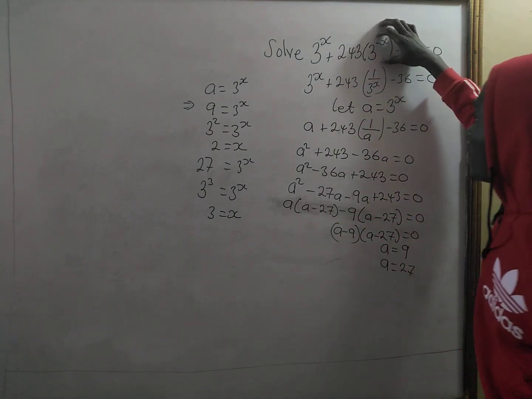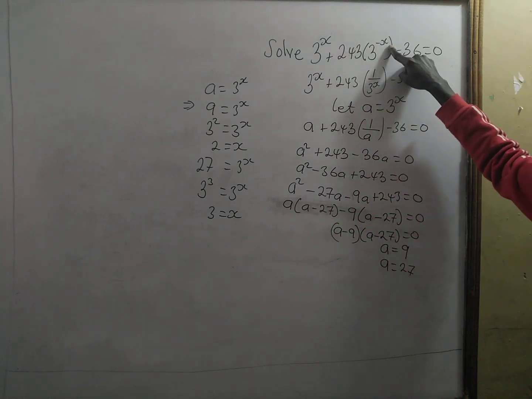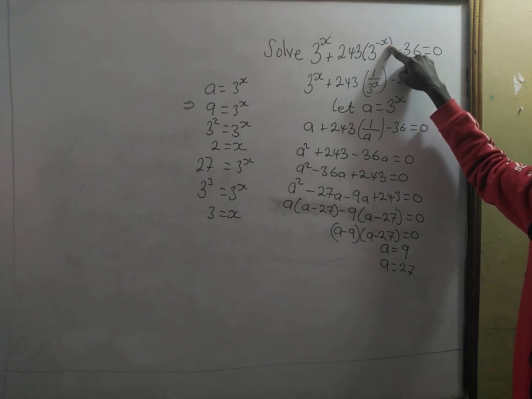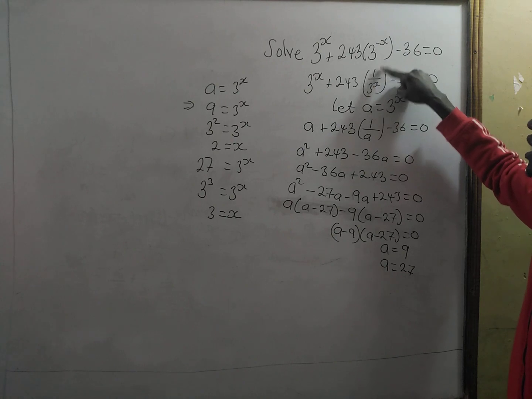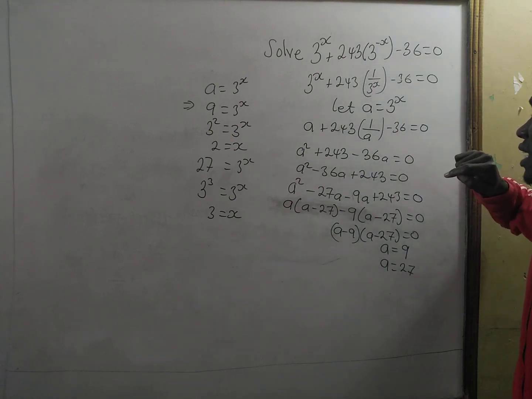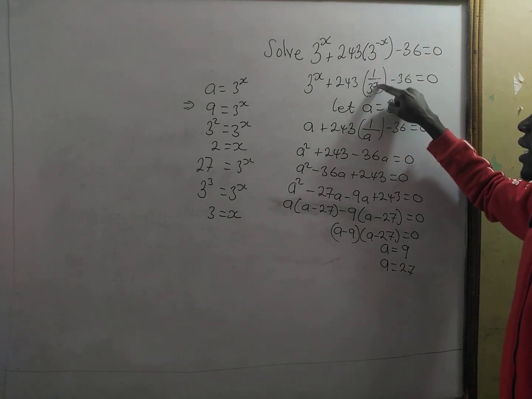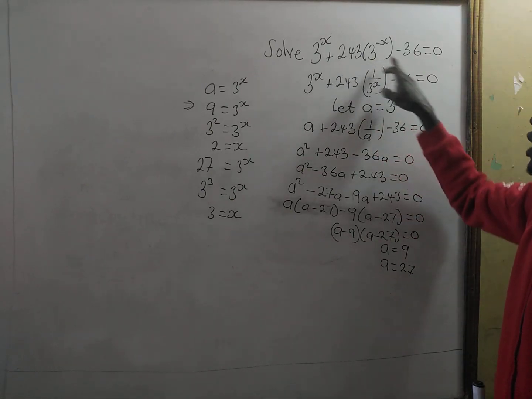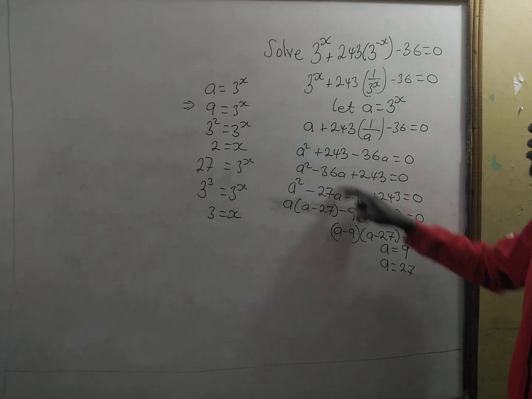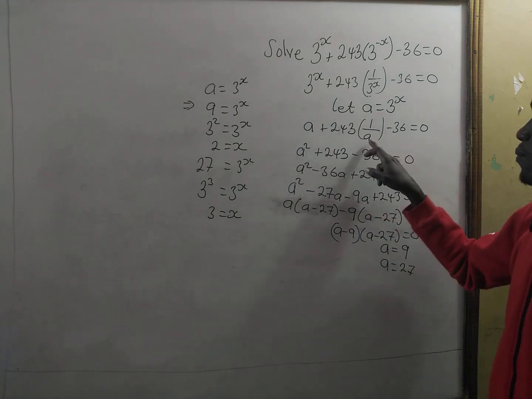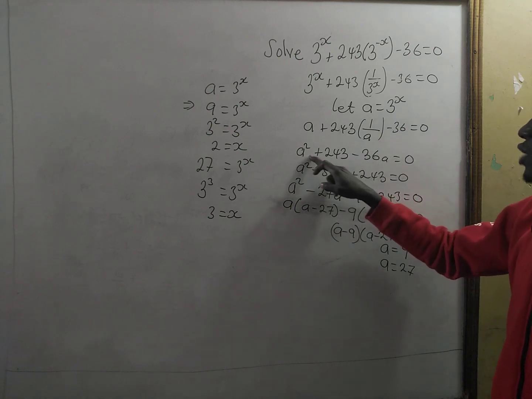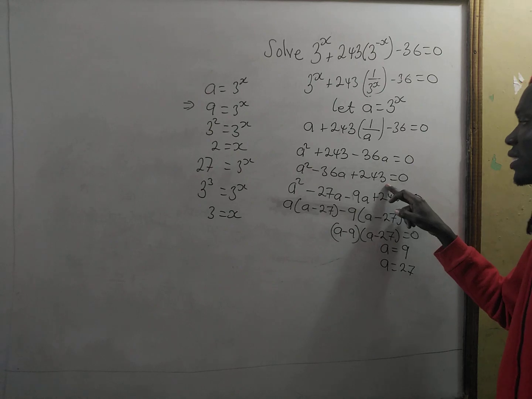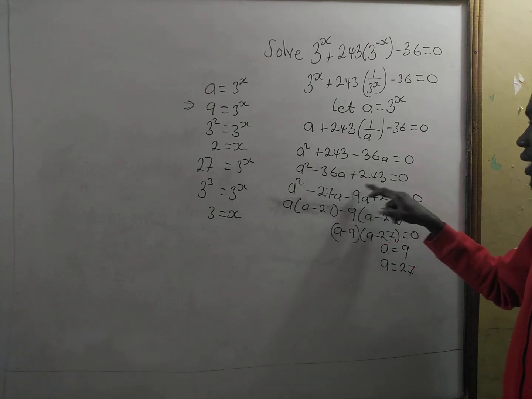So here is the trick. 3 exponent negative x. Check the description and watch my video on laws of exponents. You see that this is the same as 1 divided by 3 exponent x. So we represent 3 exponent x by a, or any variable that you like, but it shouldn't be x because we have x in this equation already. If we simplify this by multiplying through by the LCM, that is a, we get a squared plus 243 minus 36a equal to 0. So if we arrange it, you have a squared minus 36a plus 243 equal to 0.